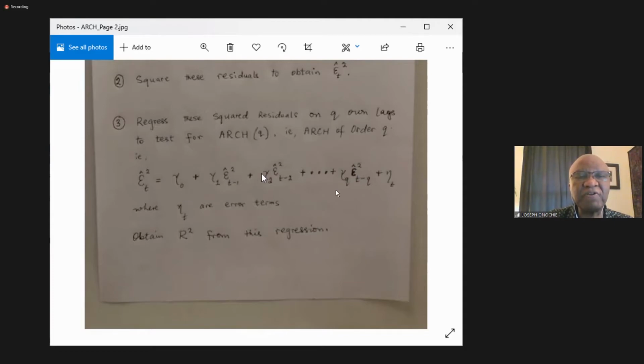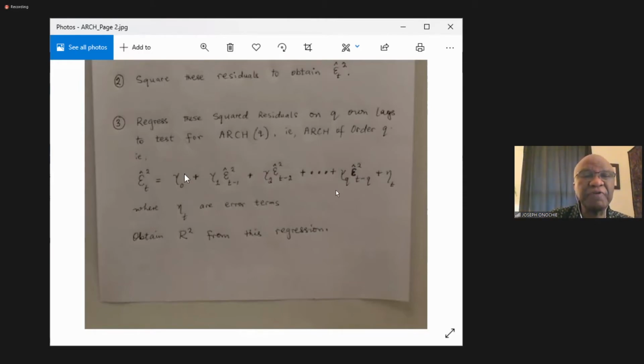The squared values of the residual, not the variance, I'm sorry. We want to see whether the current squared residual is explained by the lag values of the residuals. This is really a proxy for the variance. Remember, up here we are squaring the residuals, but really we should be squaring minus the mean squared, okay?